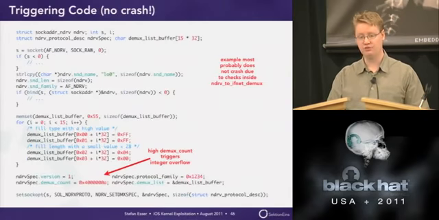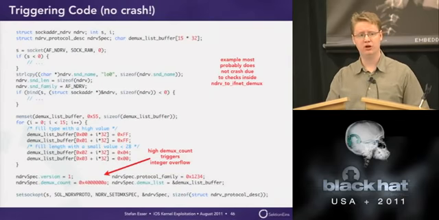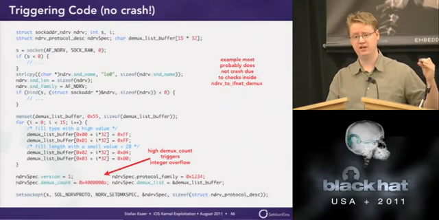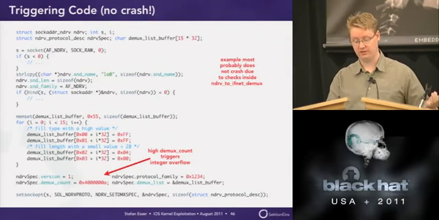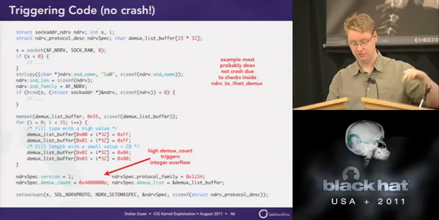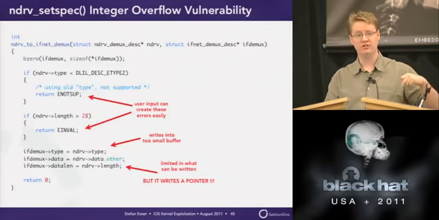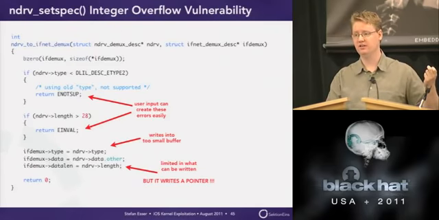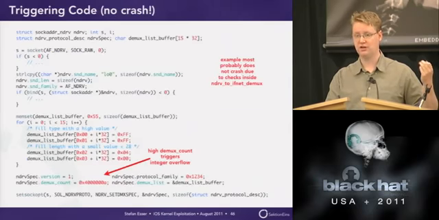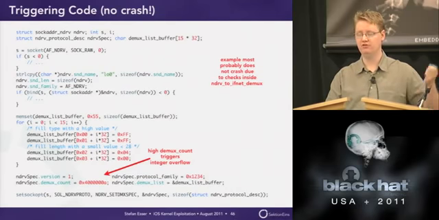If you want to trigger that, this would be the code. The problem is when you execute this code, it will not crash because the actual checks are so good that these two checks in the beginning of this function, they will most likely stop the execution in the very first loop.